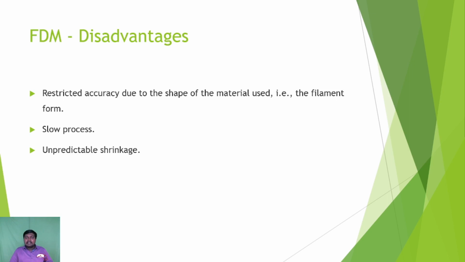Unpredictable shrinkage also occurs in the FDM process. Another disadvantage is we can manufacture only limited sizes. We cannot manufacture large sizes, like a room-size 3D printed object.